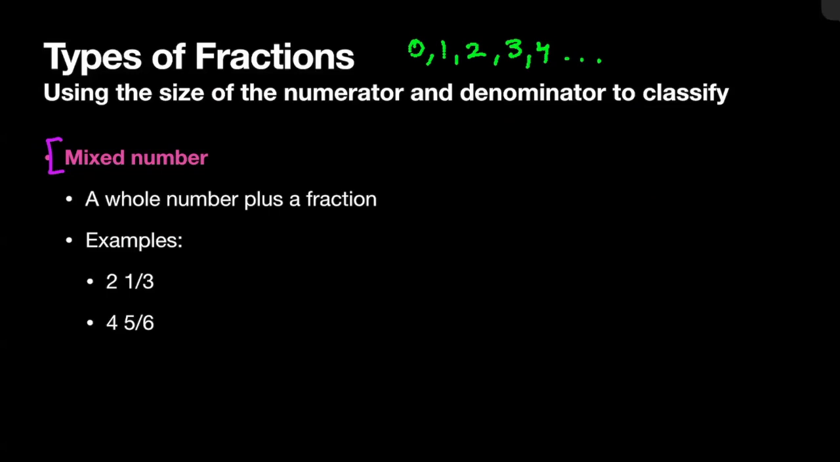Some examples are 2 and 1/3. That's one example. 4 and 5/6. You have 7 and 6/8. You can have 11 and 3/12. So all of these are examples of mixed numbers, right?